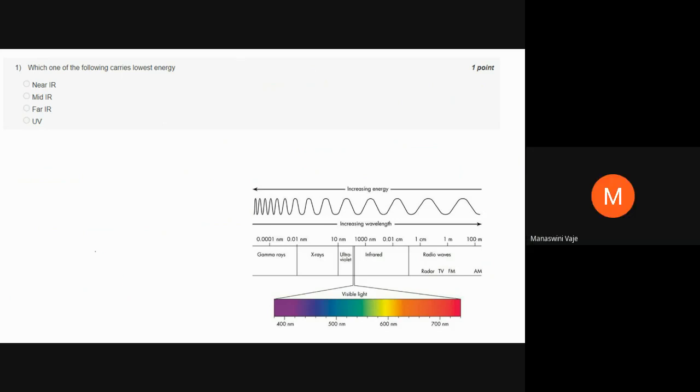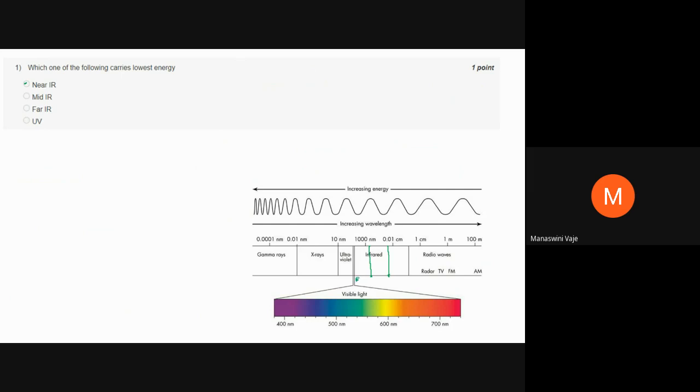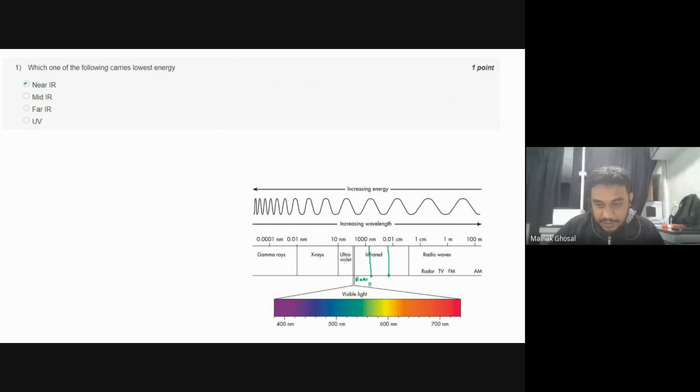Near IR. Okay. Just marking it. I'm just differentiating this. This is the IR region. You can see infrared. So I'm differentiating these three. So my left portion, what is this? Is this near IR or far IR? That is near IR. Okay, you're correct. That is near IR.